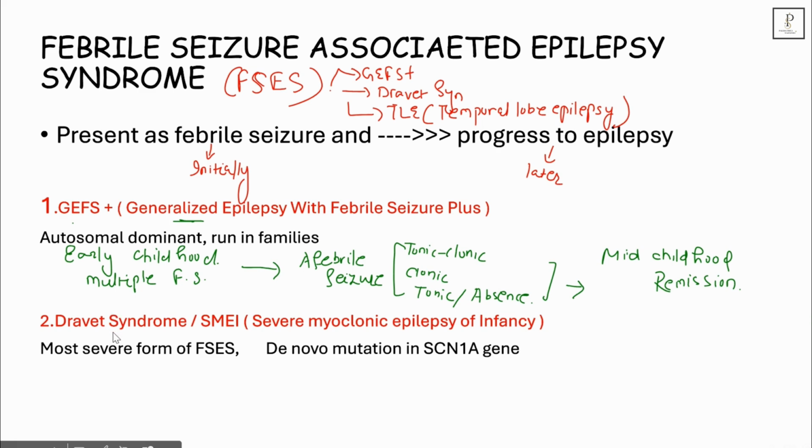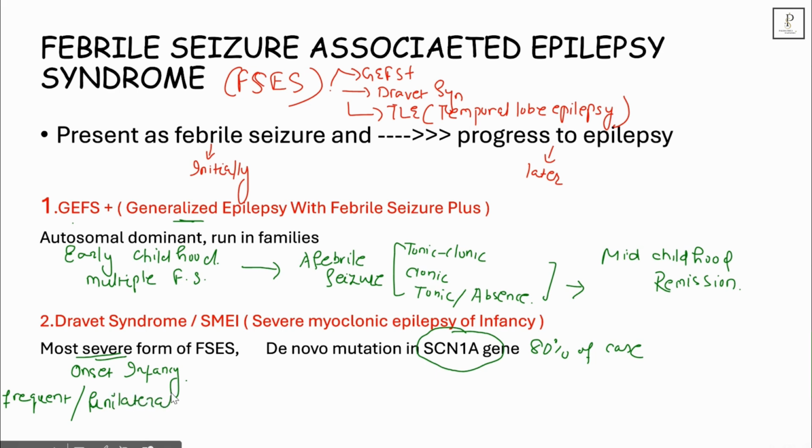Another condition is Dravet syndrome. Dravet syndrome is the most severe form of FSES, and it occurs due to de novo mutation in the SCN1A gene in 80% of cases. So genetic testing will help in this case. The onset is in the infancy period, and the child develops frequent seizures, and the seizures are unilateral.